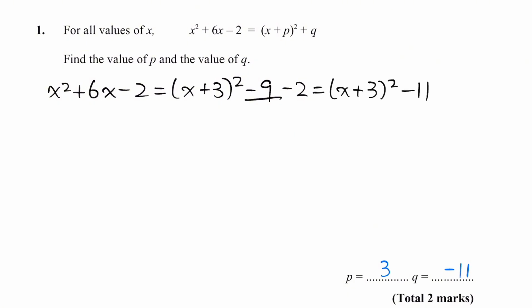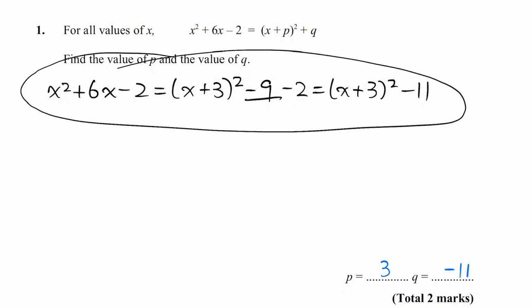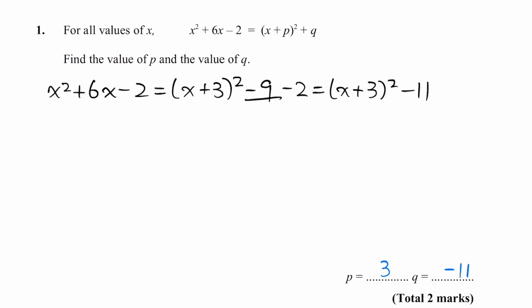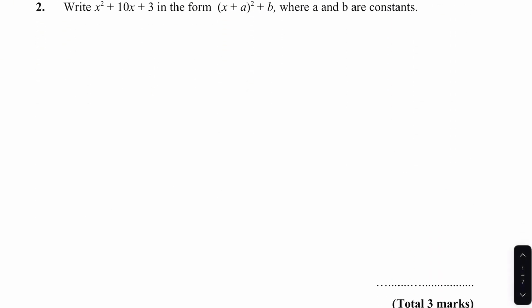Both of these methods are tantamount, so they're equivalent. And if you use these methods correctly, then you'll be able to get the right mark. And that's it. This is all you have to write to get the 2 marks. So let's look at the next question.